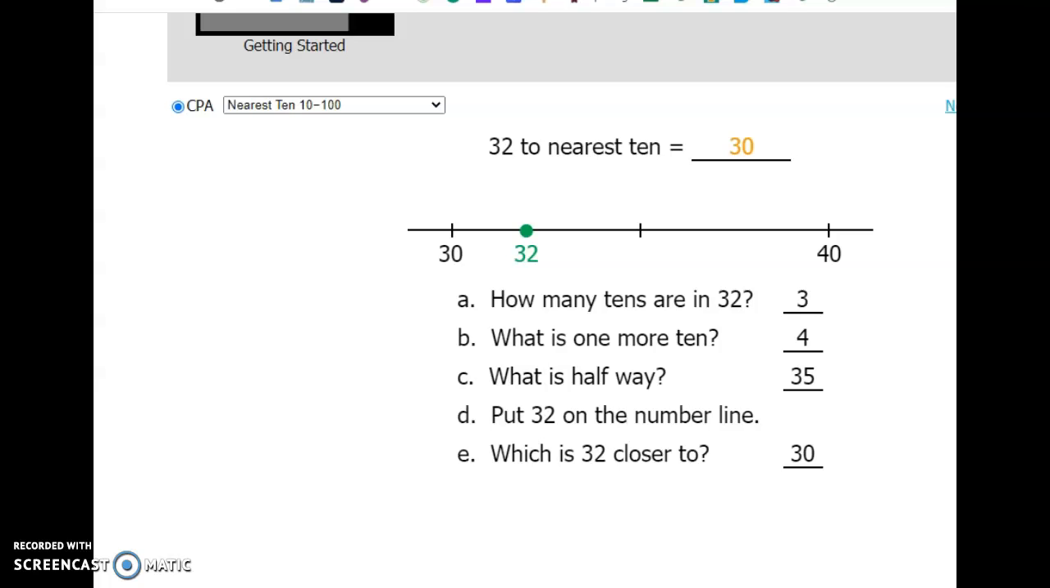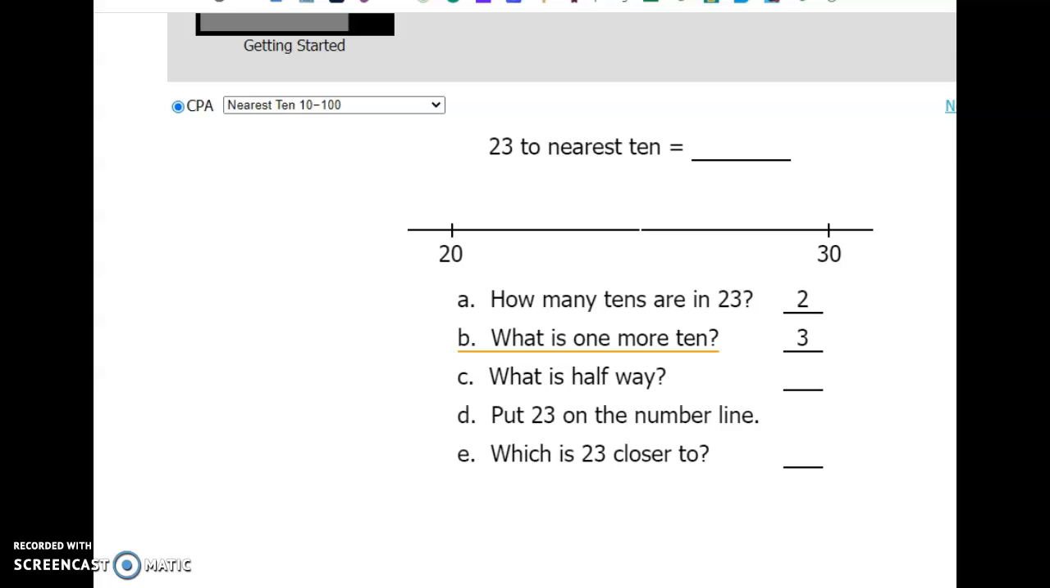Let's do one more. I'm going to round 23 to the nearest 10. First, I ask myself, how many tens are in 23? Well, there's 2 in the tens place, so there are 2 tens. And on the number line, we write the value. So I'm going to write 20 on my number line. Now, what is one more 10? It's 3 tens. And on the number line, I'm going to write its value, which is 30.